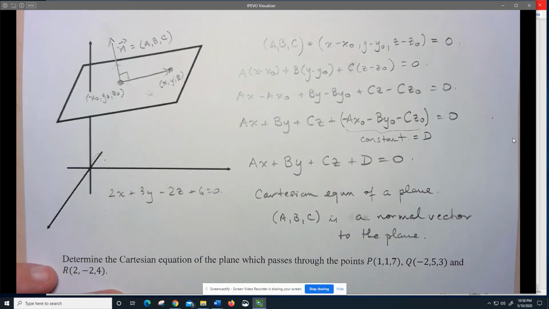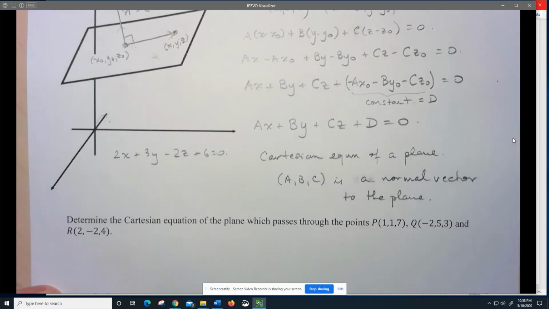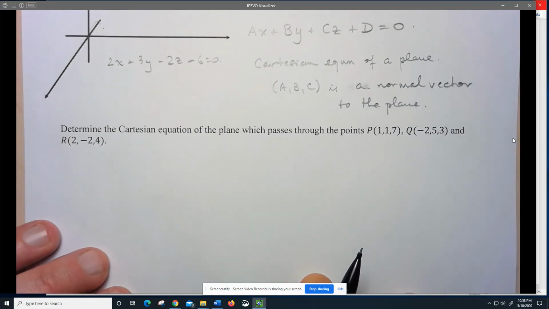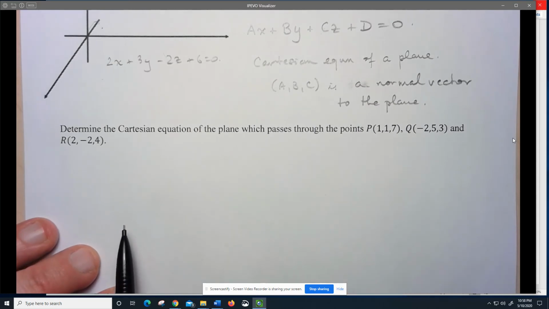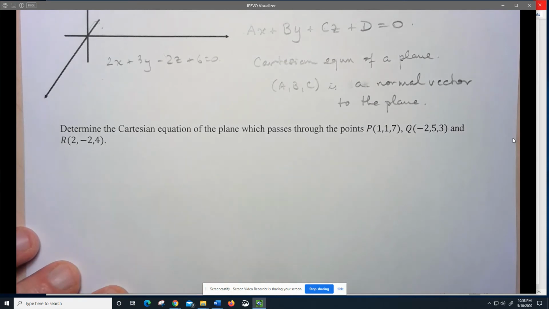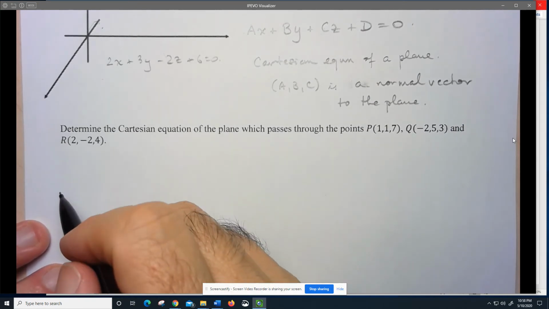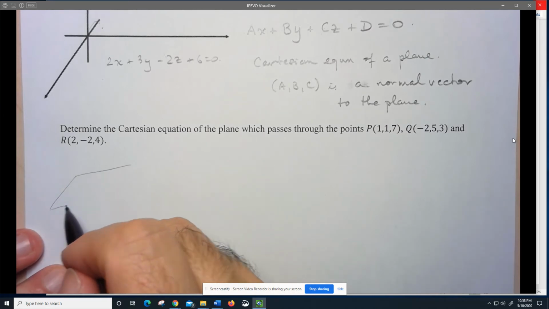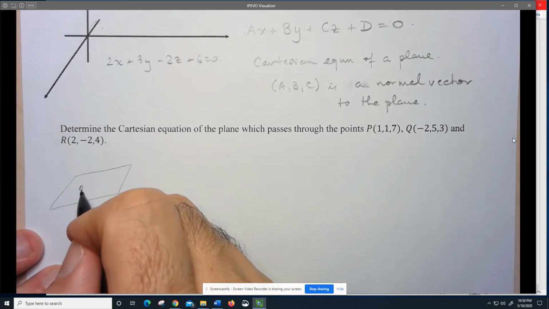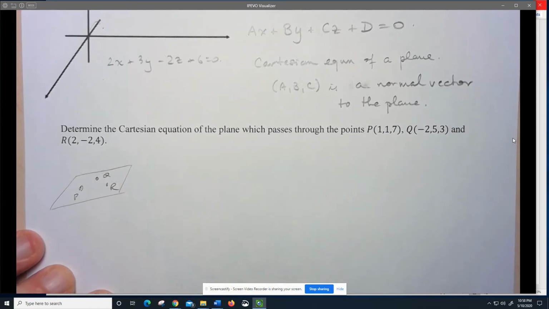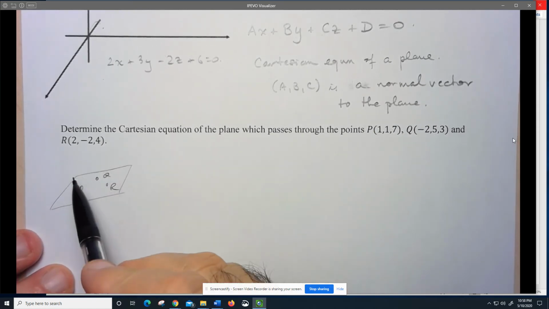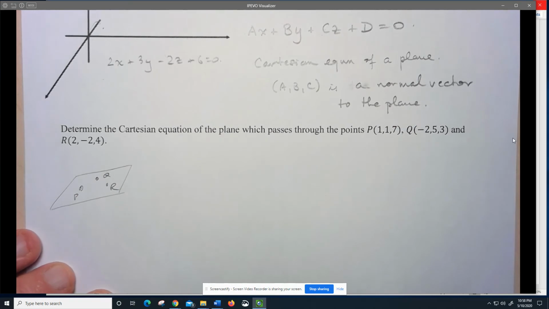Okay, so before we go on to the next video, let's do one question. And I hope you realize that this is the exact same plane that we were working on before, passing through these 3 points P, Q, and R, except now we're going to determine the Cartesian equation. So again, we still have these 3 points, P, Q, and R. Okay, the question is, these are on the plane. How am I going to get a vector that's perpendicular to the plane?